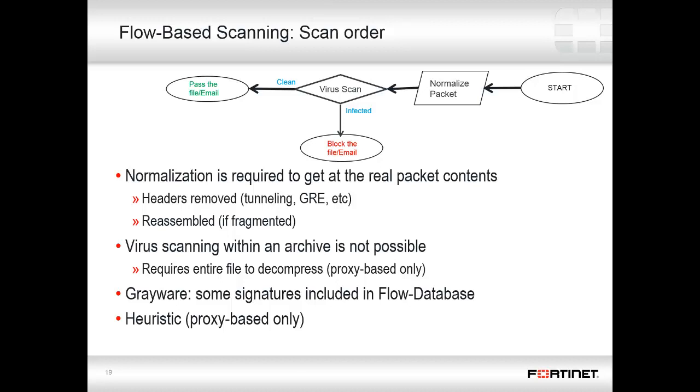Grayware is not a separate scan that can be turned on or off like proxy-based. The Flow database does include some of the grayware detections, but it's not a separately configurable scan like it is with proxy-based detection. Heuristic scanning is not an option because in order to look at the behavior of a file, you need the entire file.